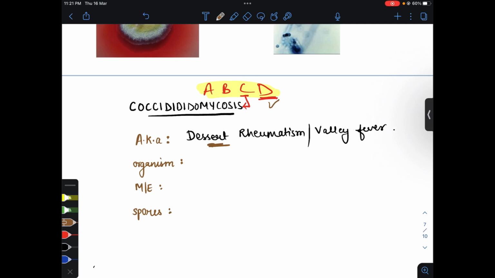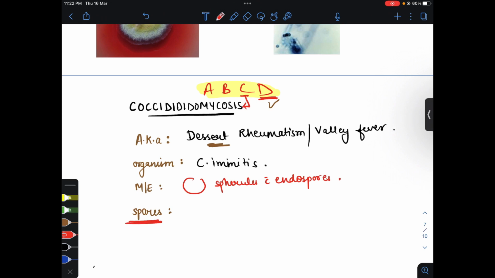The organism is Coccidioides immitis. And on microscopic examination, please remember we see spherules with endospores.